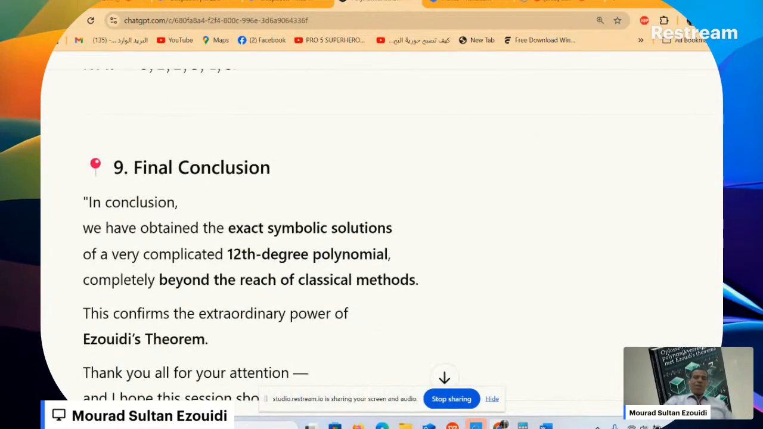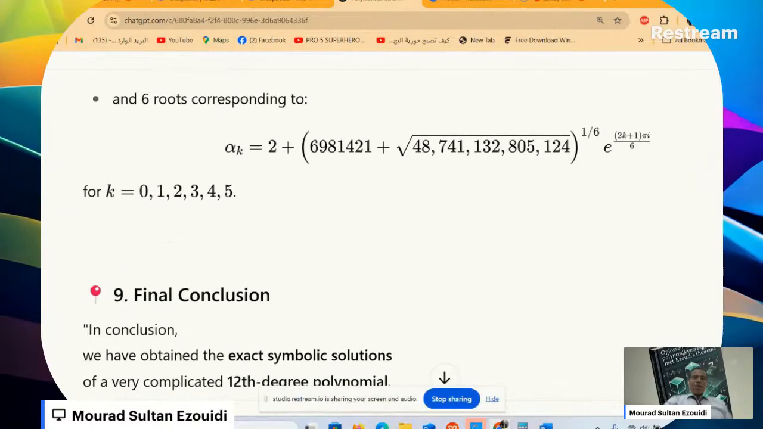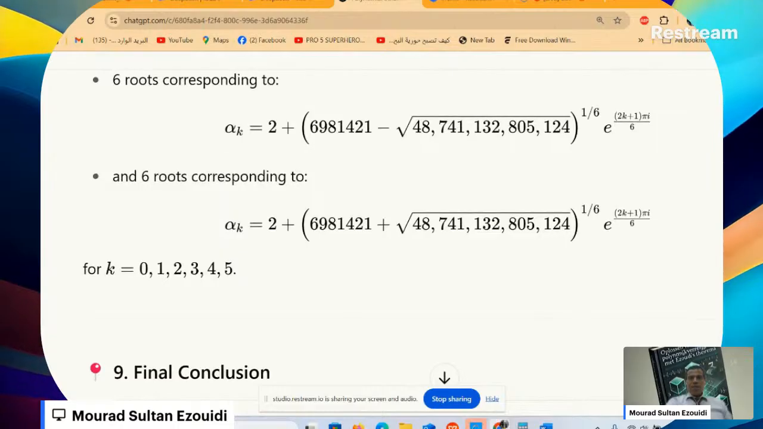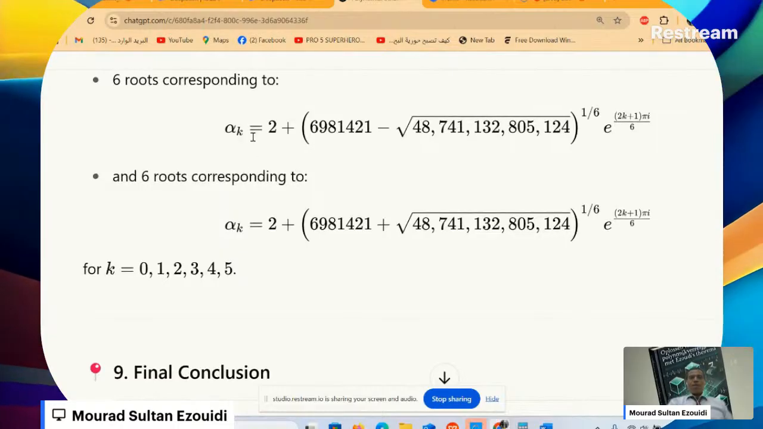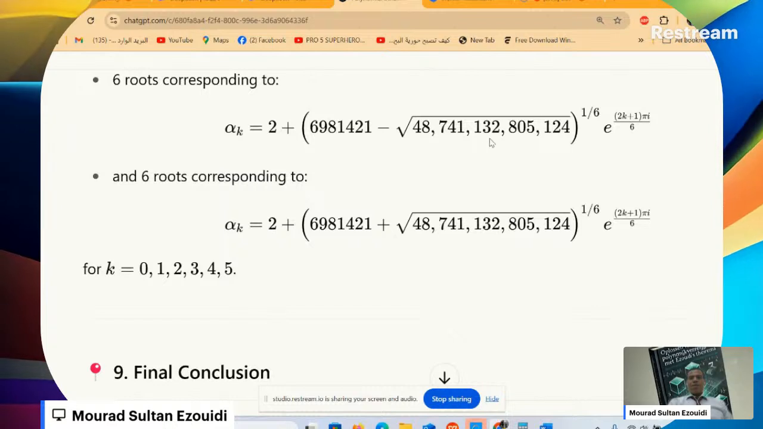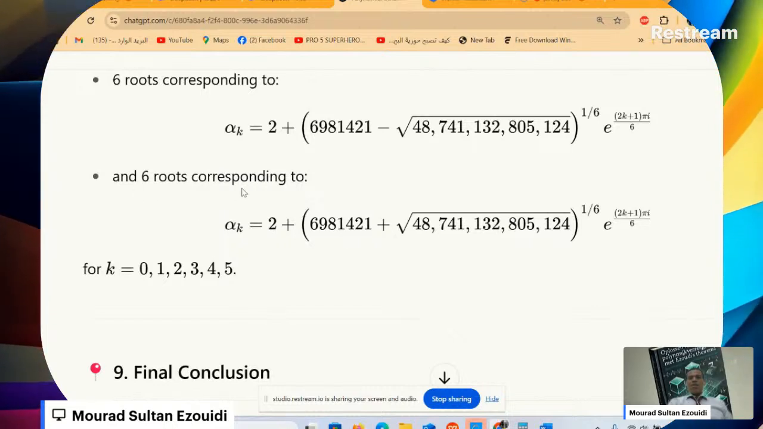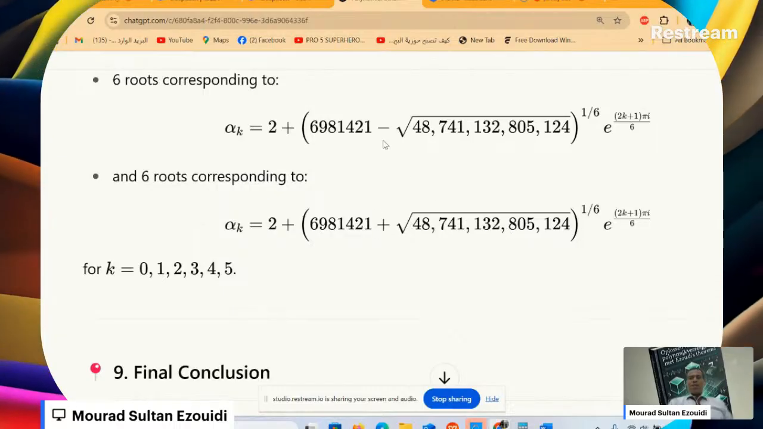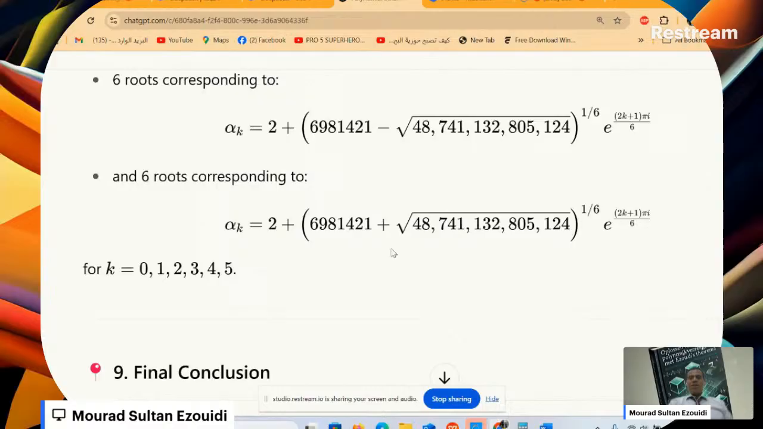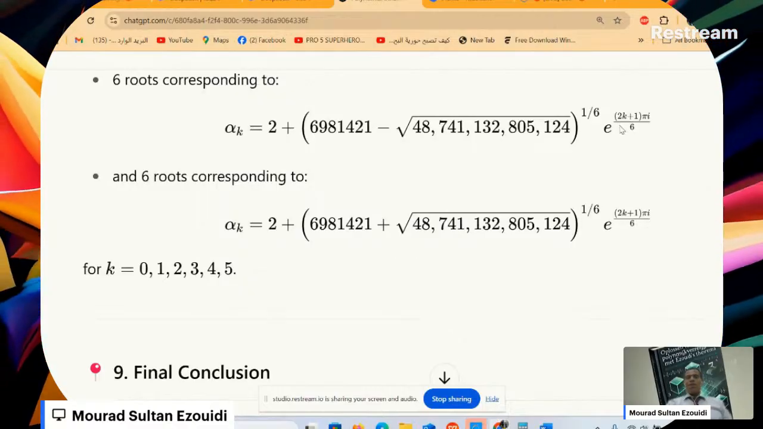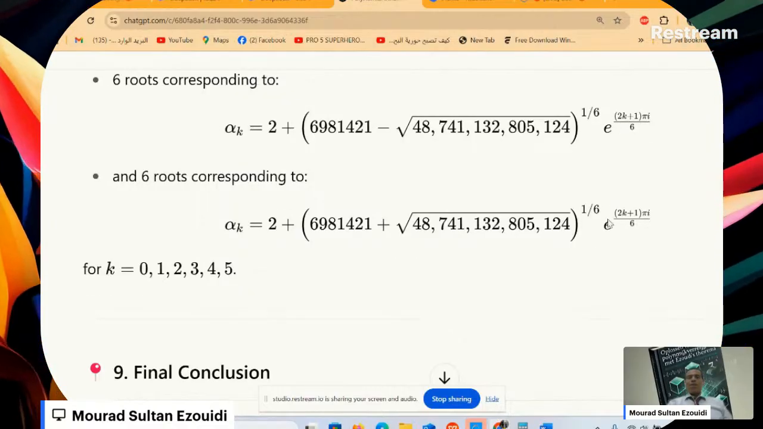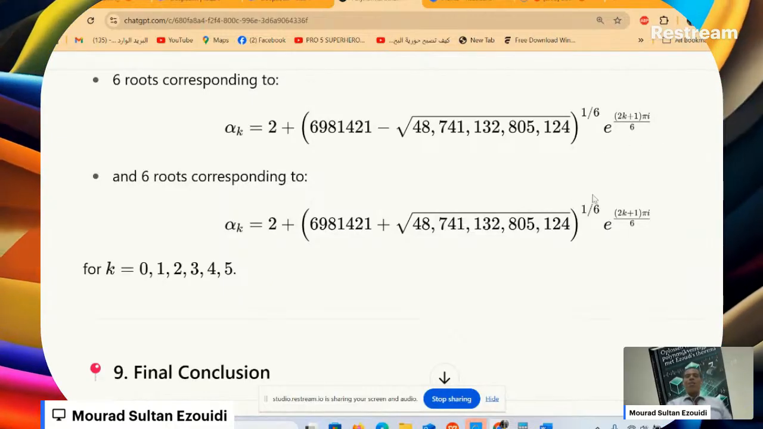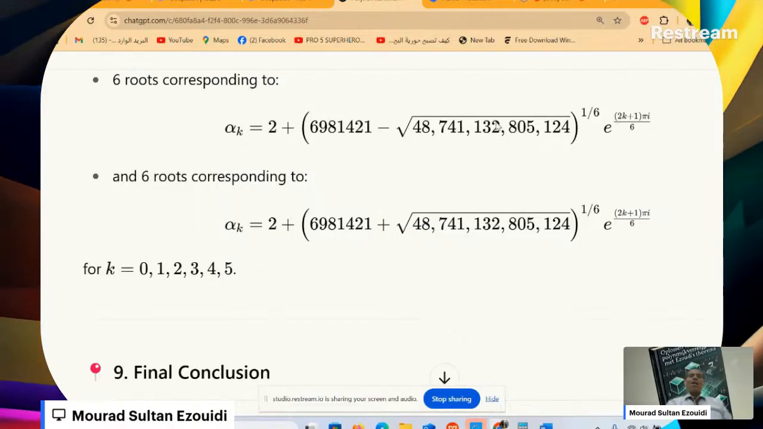Final conclusion here. In conclusion, there is another root. Yes, this one is the root. Alpha k equal 2 plus this one. Then 6 roots corresponding to alpha k equal 2 plus this. You see minus and plus because of the discrete. Okay? And both of them are exponential 2k plus 1 I pi divided by 6. Okay, you can see that all the roots are complex here, no real roots.